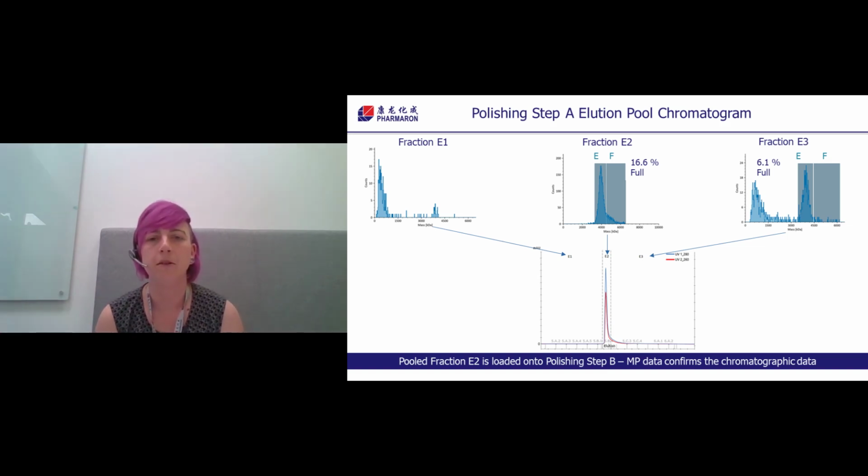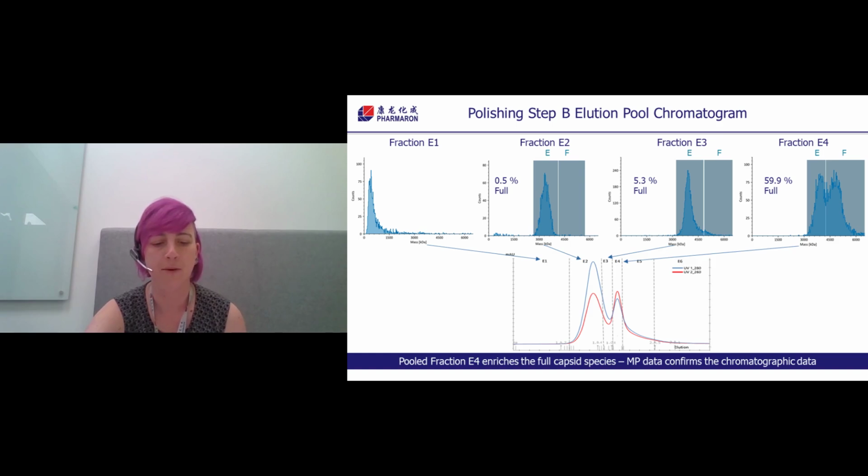In E2, which is where the AAVs elute from this step, we saw about 17% full, and this is the fraction that we load onto polishing step 2. And at this stage, we have cleared all of the low mass stuff by this first polishing step. And in pulled fraction E3, we are able to detect some AAV, but the percentage full is lower at only around 6%. And we see mostly empty material here, which ties in nicely with what we see in the chromatogram. So the mass photometry data at this stage is confirming our chromatographic data. So fraction E2 is then loaded onto polishing step B.